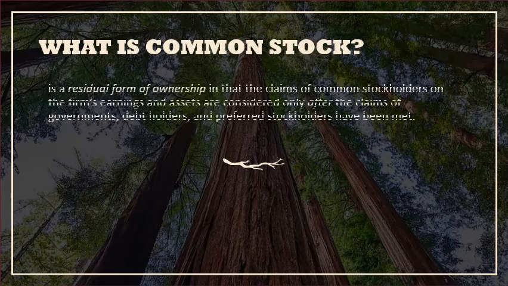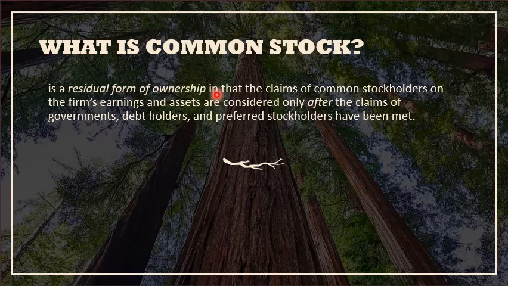What is common stock? It is a residual form of ownership in that the claims of common stockholders on the firm's earnings and assets are considered only after the claims of governments, debt holders, and preferred stockholders have been met. So in every liquidation of a company, the common stock is considered the residual form of ownership because the stockholders who bought or own a common stock will only have their claims once all of the debts have been settled, from the government to the debtors and to their preferred stockholders percentage.